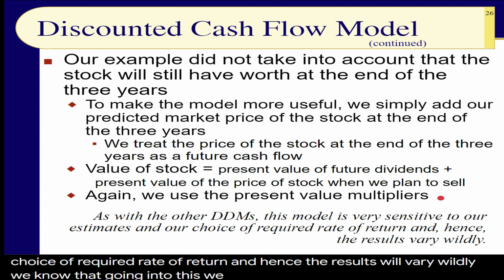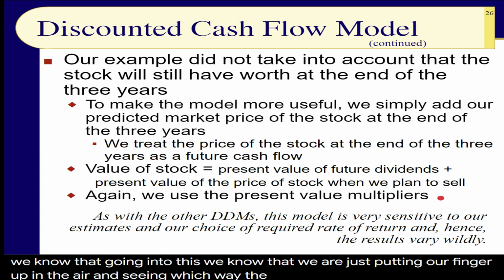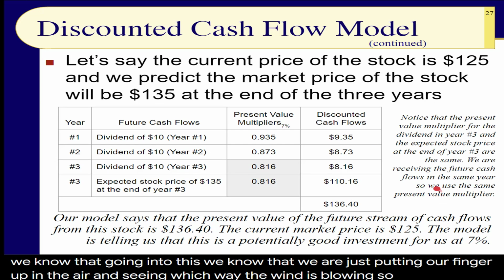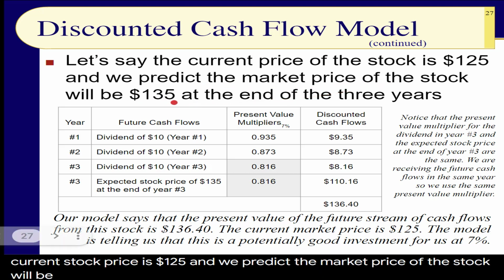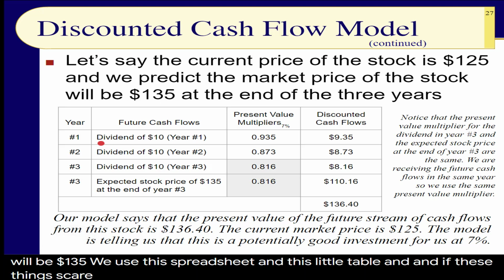We know that we are just putting our finger up in the air and seeing which way the wind is blowing. So let's say the current stock price is $125, and we predict the market price of the stock will be $135 at the end of the 3 years. So we use this spreadsheet and this little table, and if these things scare you, it's just making it easier. I think it's easier to see.